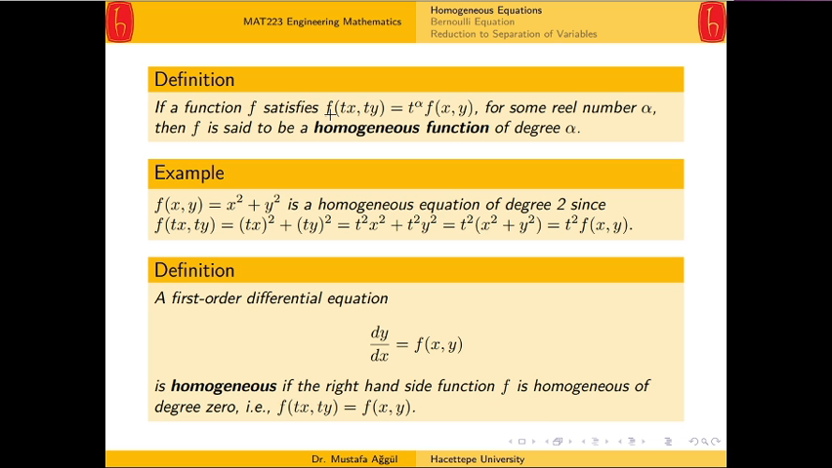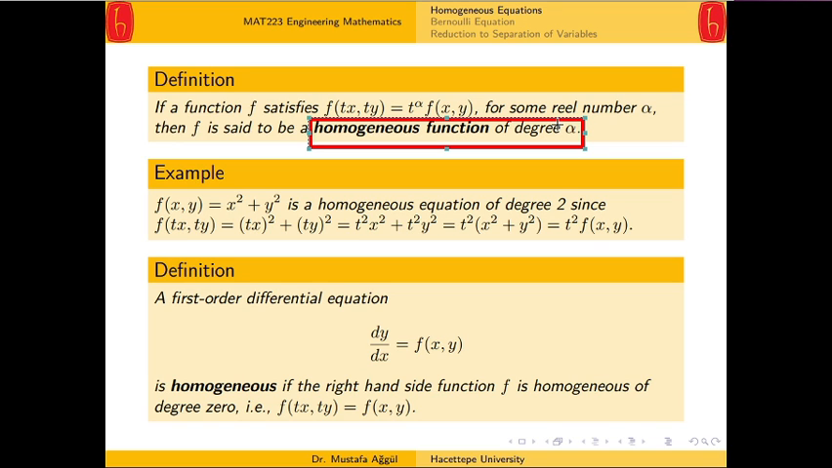Okay, so first start with homogeneous equations. A definition: if a function f satisfies f of tx comma ty is equal to t to the alpha f of x comma y, this is basically if you multiply the inputs by t, the output will be multiplied by t to the alpha in front of the original inputs. Then we say this f function is a homogeneous function of degree alpha.